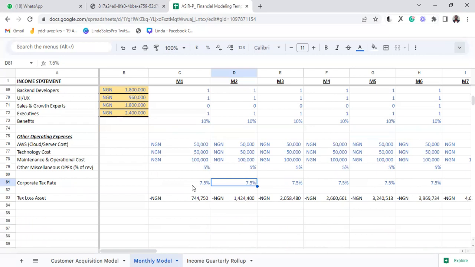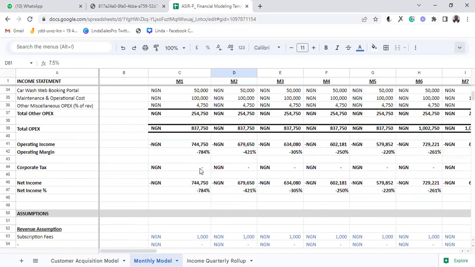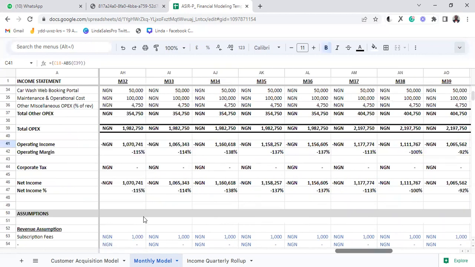You are not going to pay tax if you don't make profit. So this also helps you to see, for example, you are not paying any tax here because you are not making profit. Look at your operating margin, right? Here you can see minus. So you're making a minus, so you're not going to pay anything. From your financial model, you are going to start paying when you are making money.